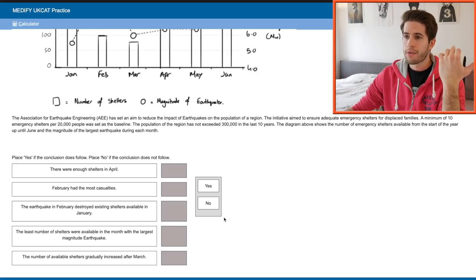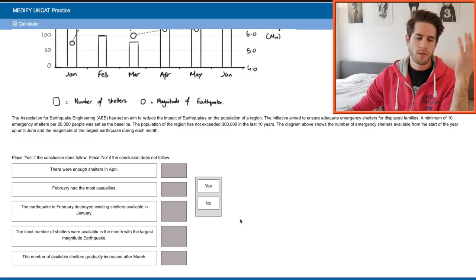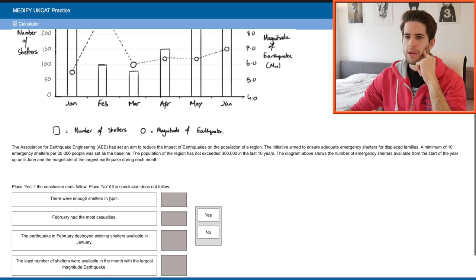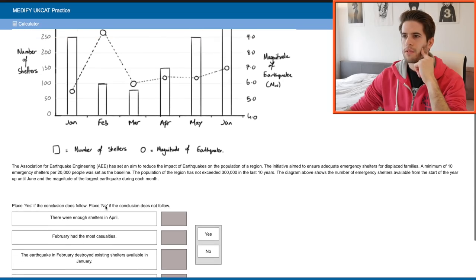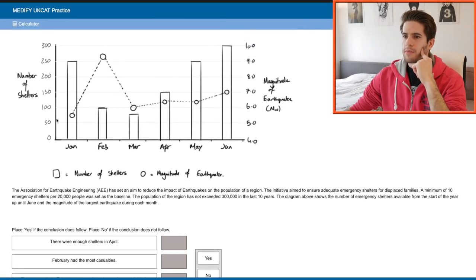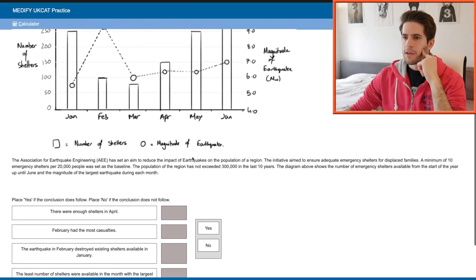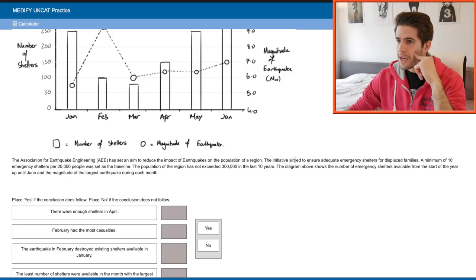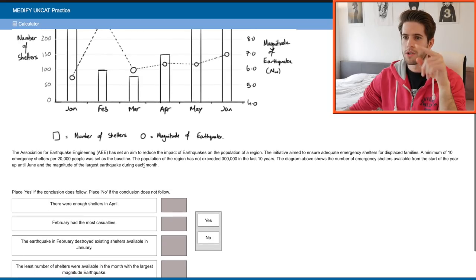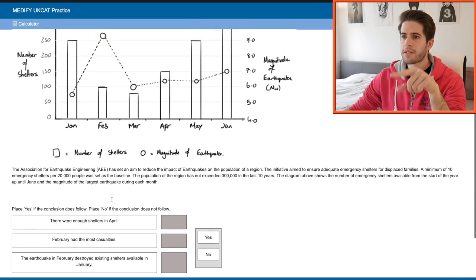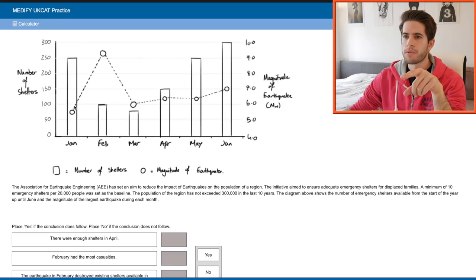They haven't told us how it's marked, but of course you want to answer as many as you can correct. There were enough shelters in April. Number of shelters, magnitude of earthquake. This doesn't tell me about enough, so I'm gonna move to the paragraph. Adequate emergency shelters, a minimum of 10 shelters per 20,000 people was set as the baseline. Okay, so in April, I need 10 shelters per 20,000 people. So number of shelters is 125.